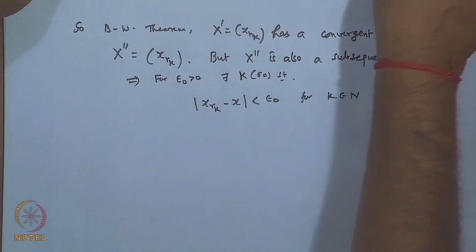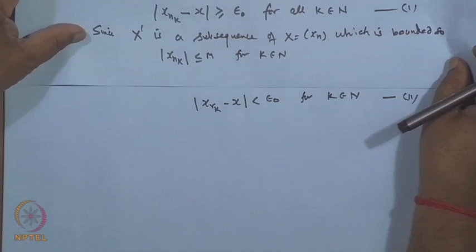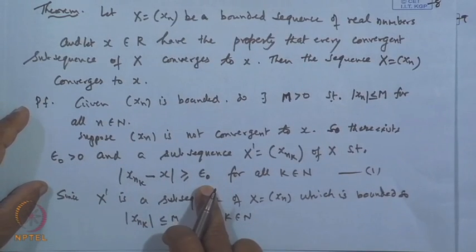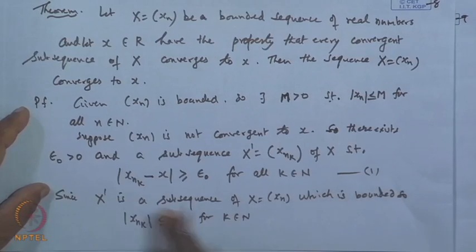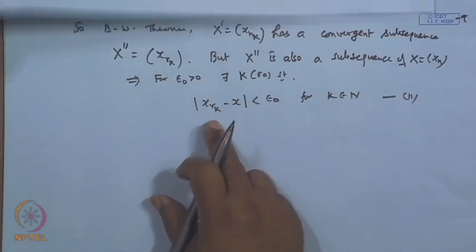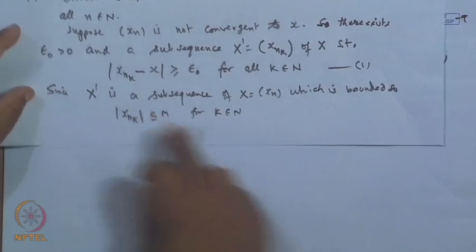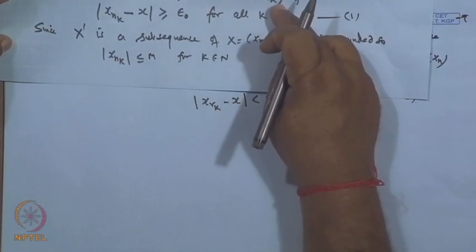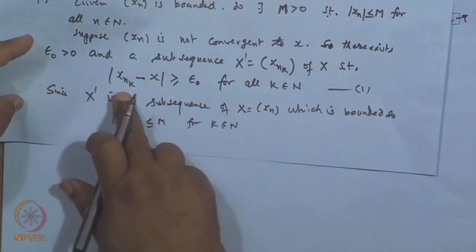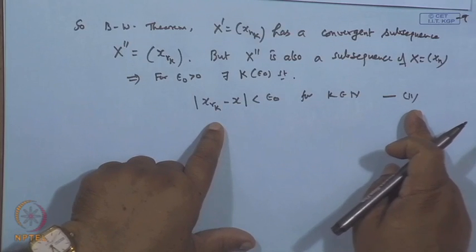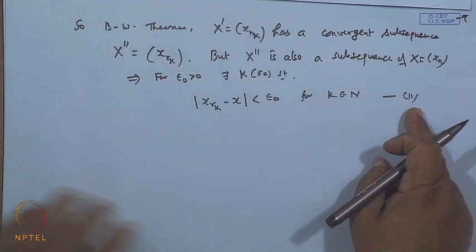Now, 1 and 2 are contradictory. The first says mod of x n k minus x is greater than or equal to epsilon naught. Now, this n k covers all the r k, because x r k is a subsequence of x n k. So, these are points belonging to x dash. They satisfy condition 1, but they are also satisfying 2. So, a contradiction to 1.